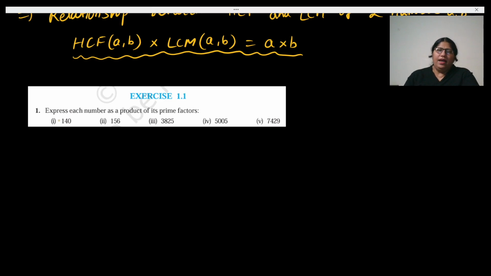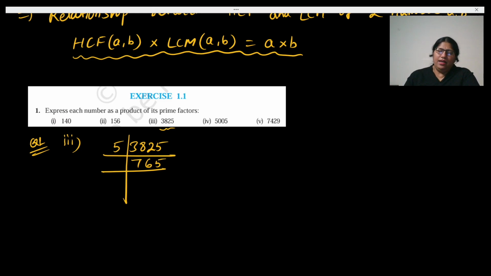Now here it is written again, express each number as a product of its prime factors. If there are bigger numbers, do it one by one, using the divisibility rule. First, it is ending with 5, so I can divide by 5. Again it will be divisible by 5. Then now you will see this is divisible by 3, and again by 3, then 7, and 17 is a prime number.